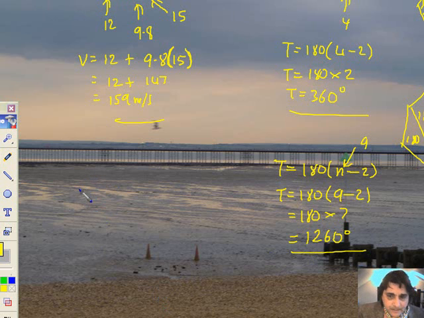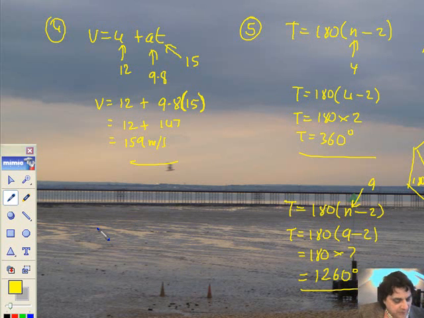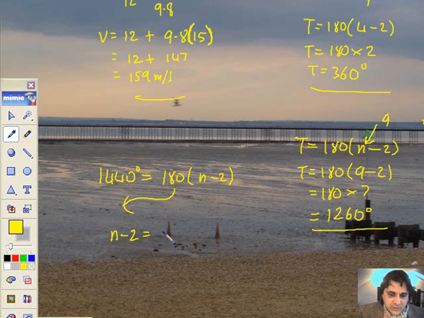Then he wants me to work backwards. I want to use his formula to work out the number of sides of a polygon when T is 1,440 degrees. Okay, 1,440 degrees. So sum the interior angles. 180 times something, take away 2. First step, take the 180 next door and divide. So n minus 2 is going to be 1440 divided by 180.